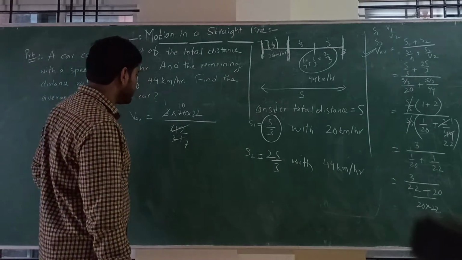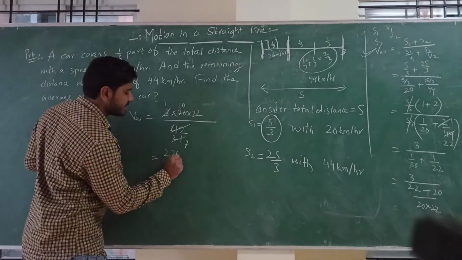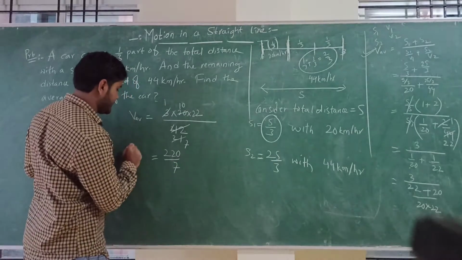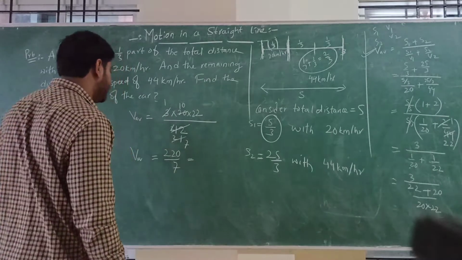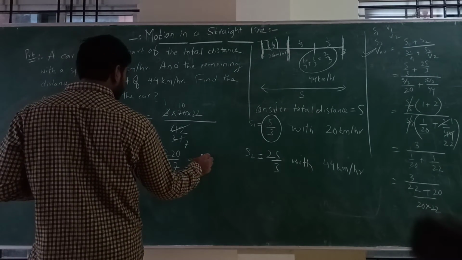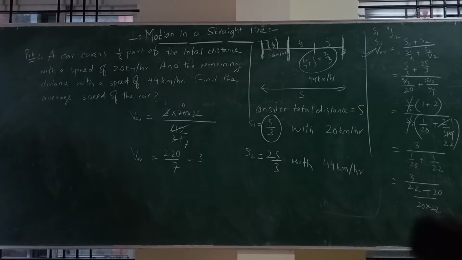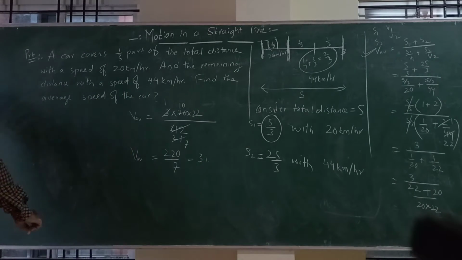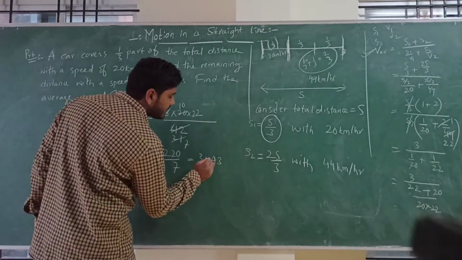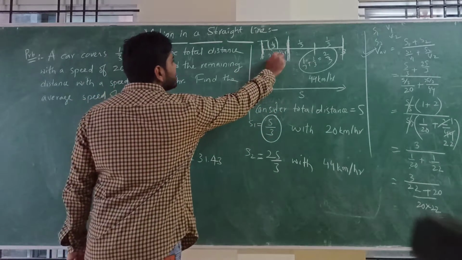Now 10 into 22 is nothing but 220 divided by 7. So average speed is equal to 220 divided by 7. If you calculate it, it will be around 31.43. Just use a calculator. So 31.43 kilometers per hour.